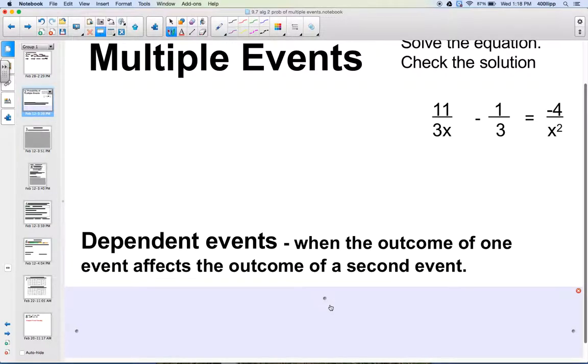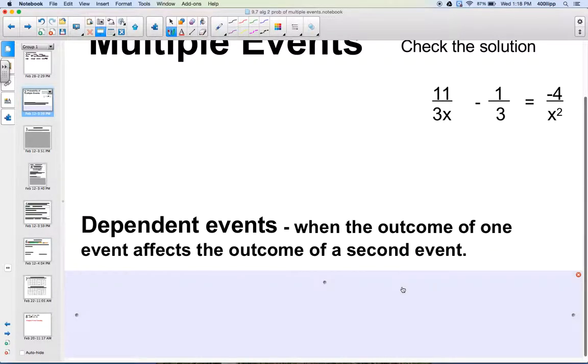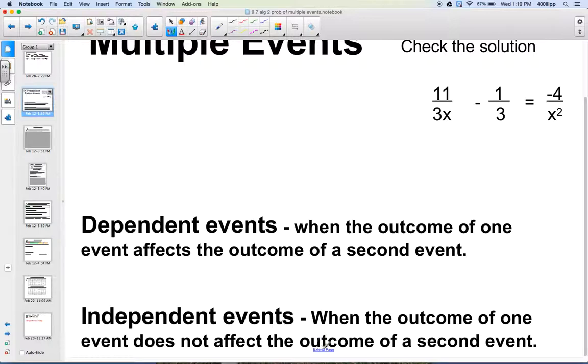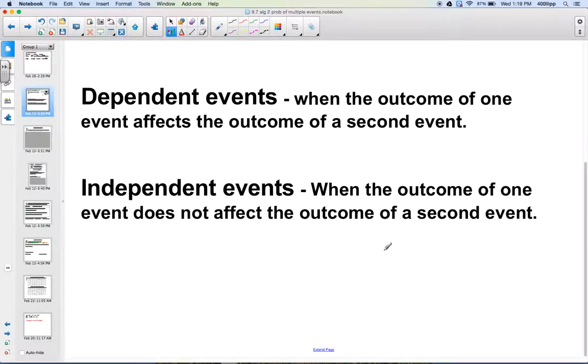So if it's a dependent event, it's when the outcome of one event affects the outcome of a second event. And therefore, independent events are when the outcome of one event does not affect the outcome of a second event. So dependent events, it affects it. Independent events, they do not affect each other.